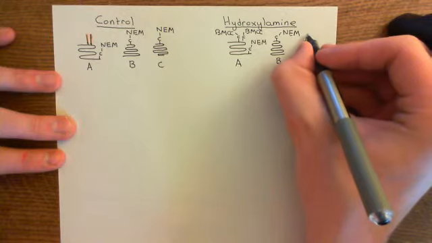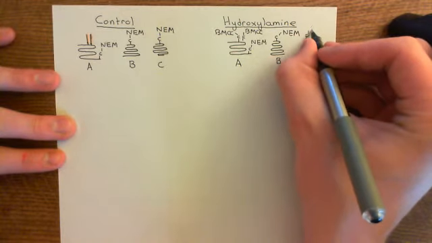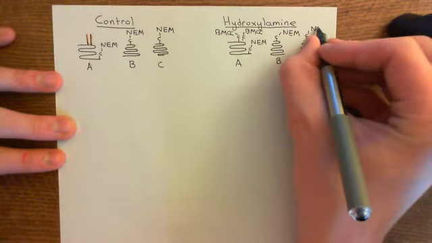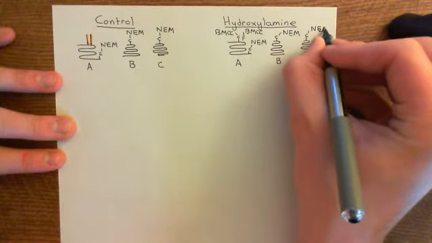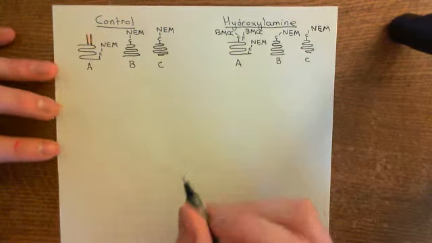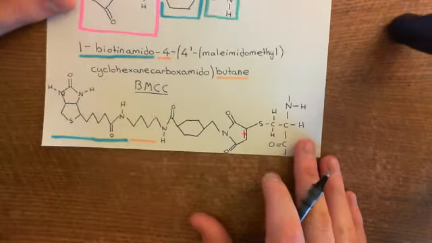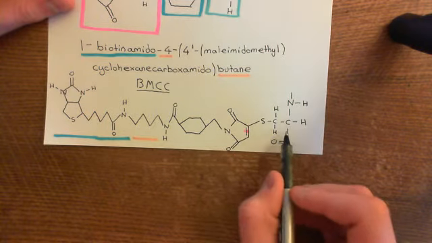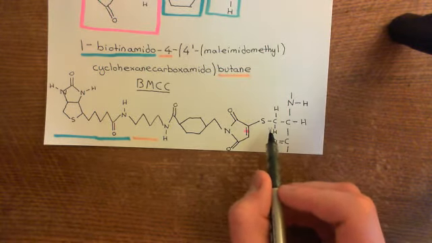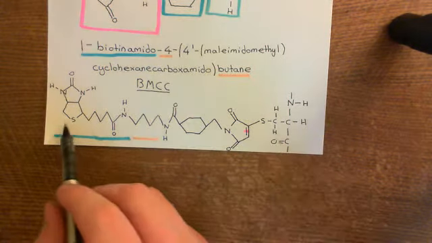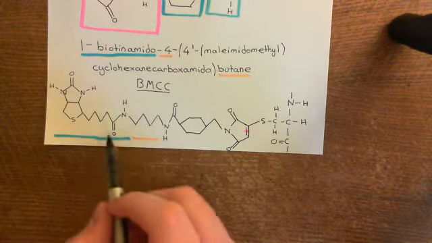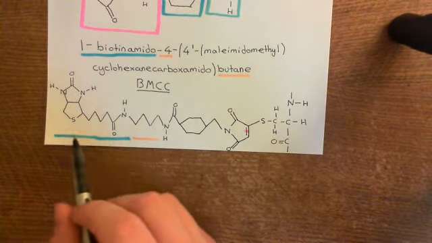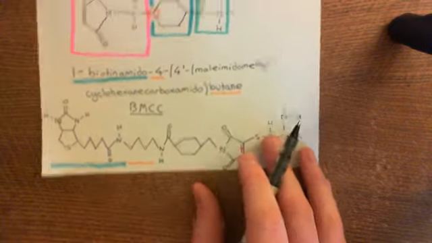Right, so now what you're going to do is detect the presence of this BMCC. How are you going to do this? Well, you're going to detect the biotin moiety. Remember, if I show you the structure of BMCC again, it's this maleimide group over here which is involved in binding to the thiol group of the cysteine residue. And the biotin group is pretty much untouched over here, so it's dangling off the side of the protein.